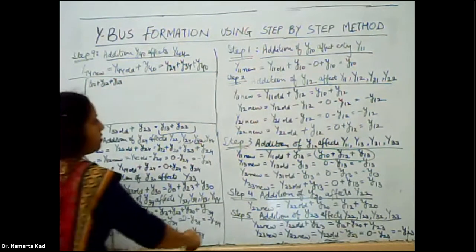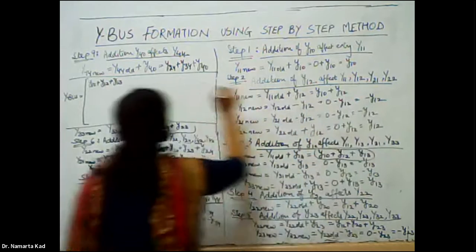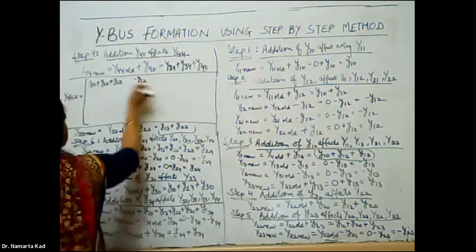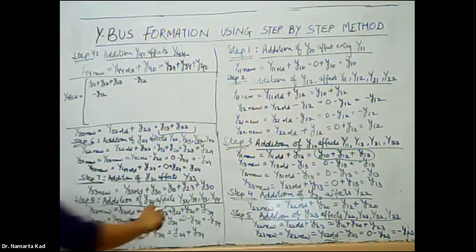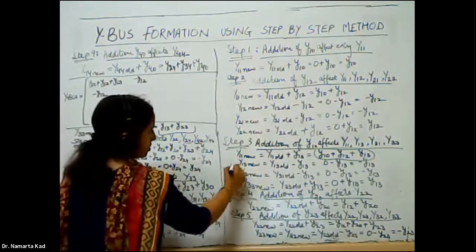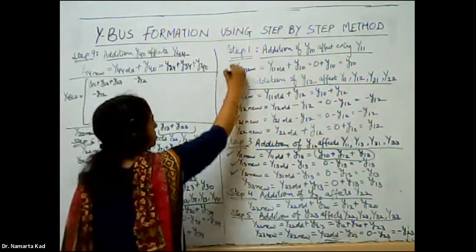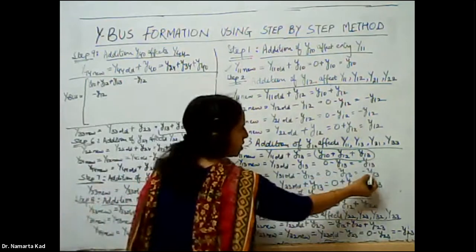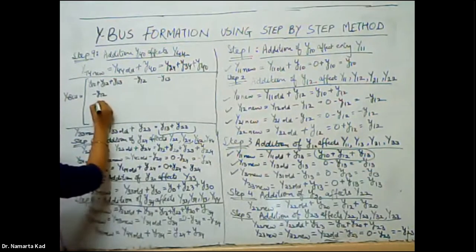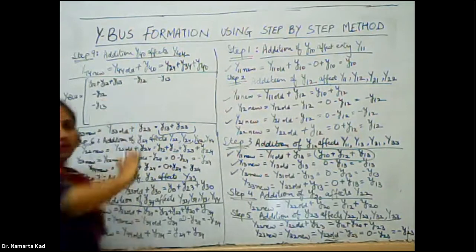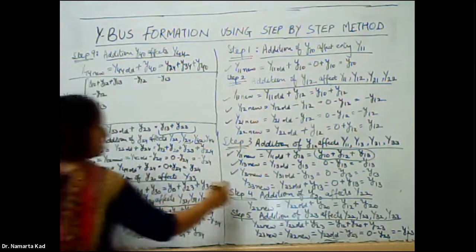Similarly for the Y12 entry and Y21 entry, it is minus Y12, the next entry is minus Y12, and here it is also minus Y12. Now the Y13 entry is here, this one and this one. This one is already covered. Now Y13 is minus Y13, and here it is minus Y13 and here again minus Y13. So these are the entries in the form of admittances that are connected in the network. So this is covered.